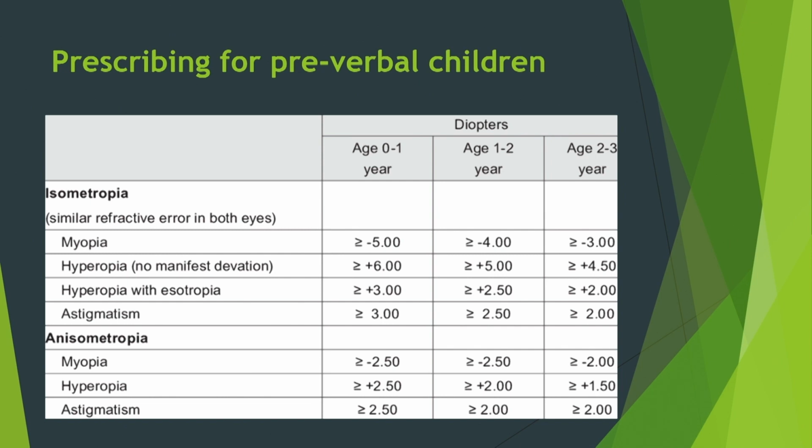So that's how the guidelines usually go, because the only thing is that every station, every institute, may not be able to check the visual acuity in less than 3-year-olds, right? Sometimes you may have to go straight away with the cycloplegic refraction. So this is the guideline: if the correction is very significant, only then can you correct.